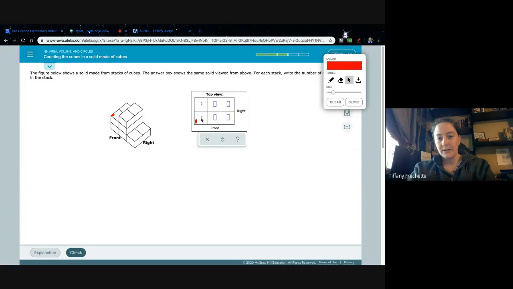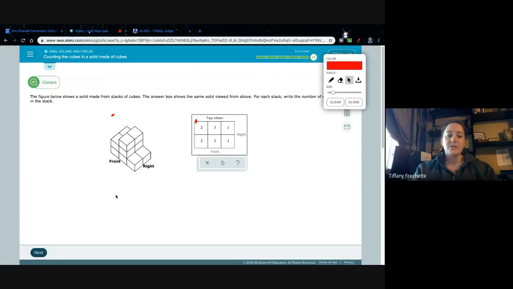So let's go to the middle row. 1, 2, 3. And these 2 rows are the same height, so I'm going to go with 3 and 3. And then the first row here, the front row, we only have 1 tall for each. And that one we can kind of see. I can see the front of this one, that's only 1. I can see the front of this one, that's also only 1. So that one's pretty easy to see.